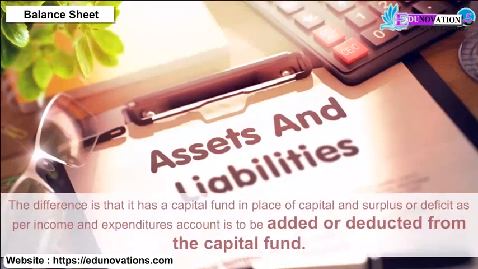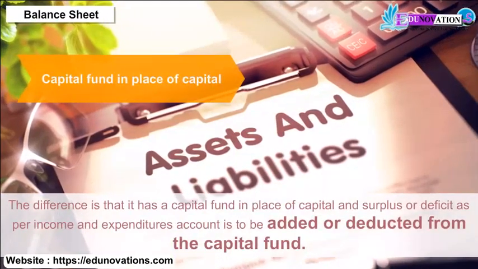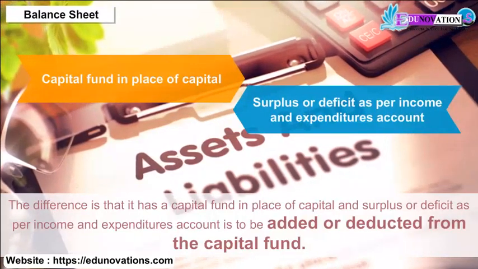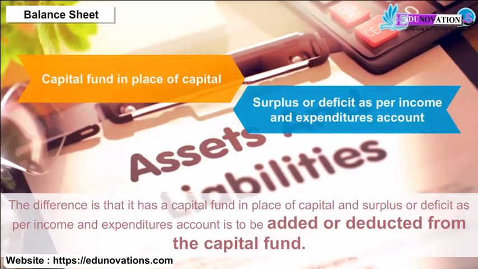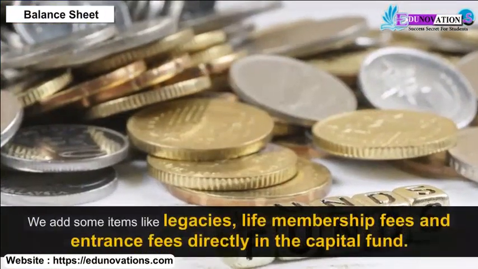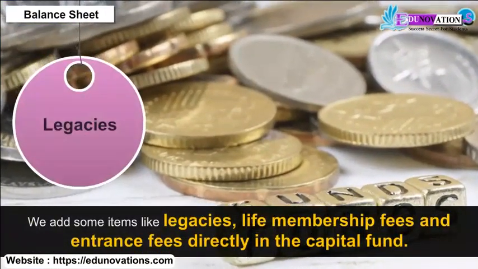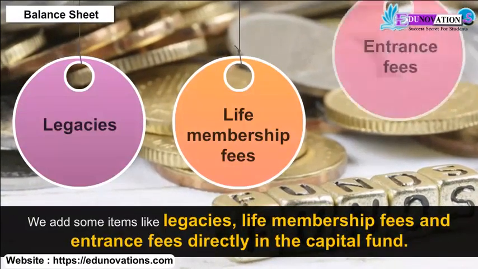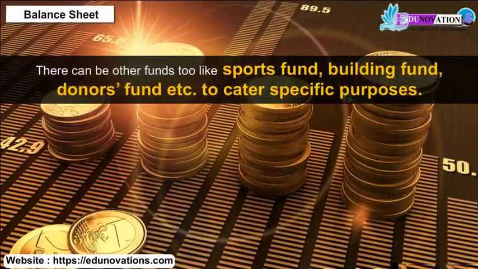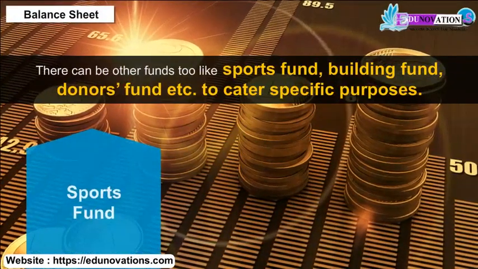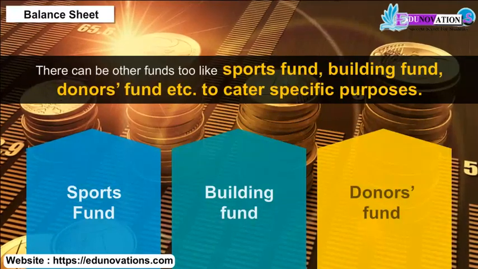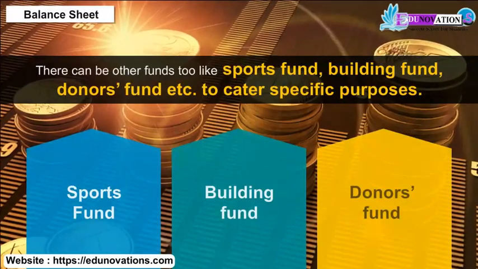The difference is that it has a capital fund in place of capital, and surplus or deficit as per income and expenditure account is to be added or deducted from the capital fund. We add some items like legacies, life membership fees, and entrance fees directly in the capital fund. There can be other funds too, like sports fund, building fund, donors fund, etc., to cater specific purposes.